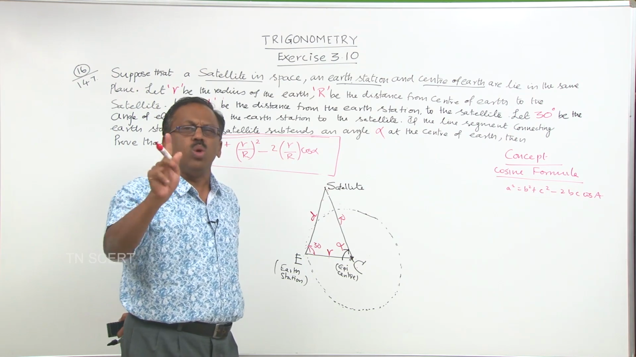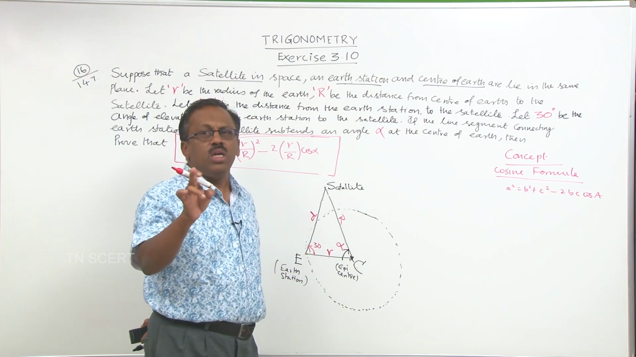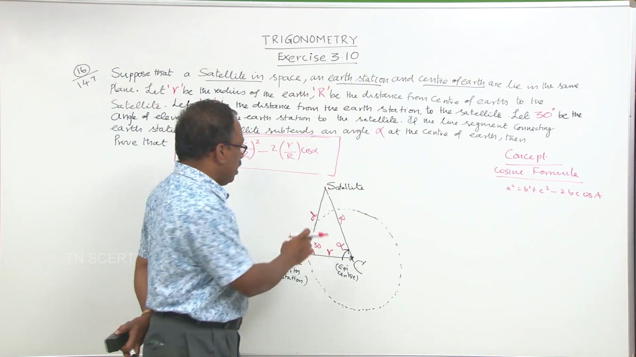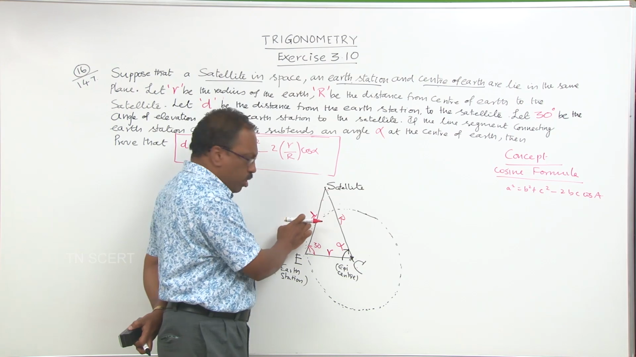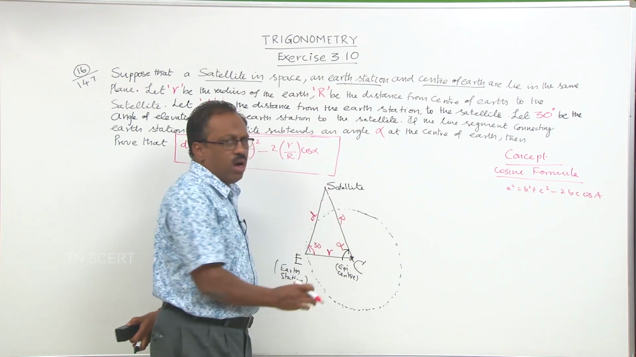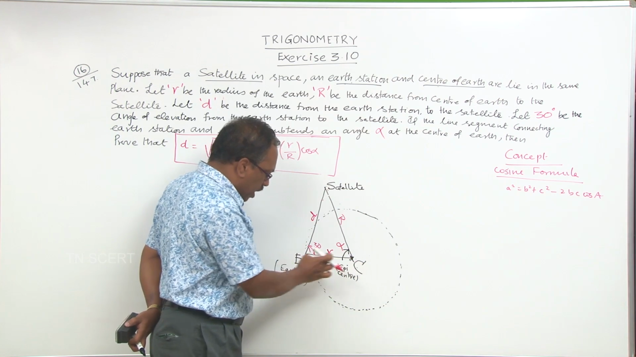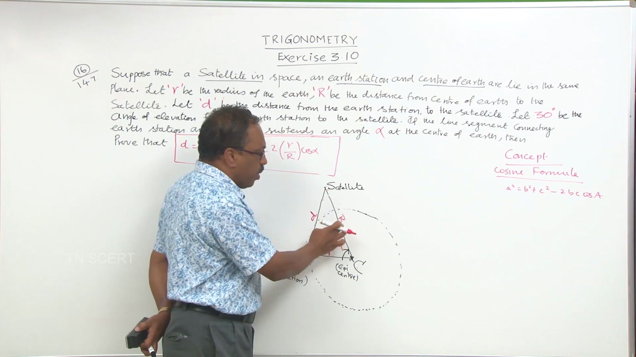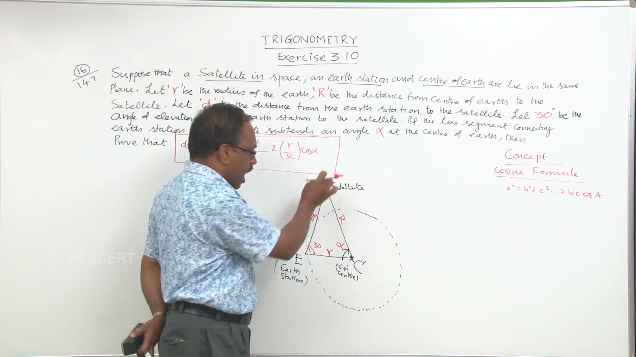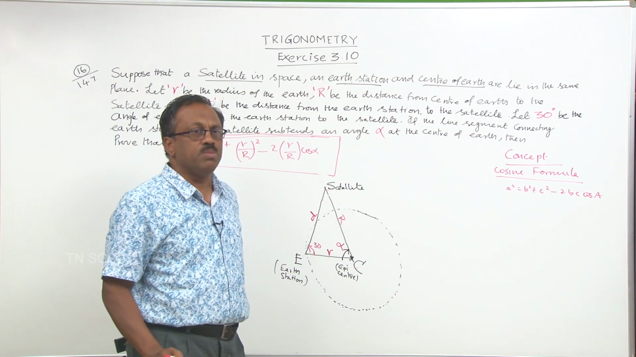Here, what are the two known sides? The small r and capital R are known. The unknown one is what? Small d. The unknown one is small d. The known ones are small r and capital R. What is small r? It is the distance between the epicenter and the earth station, and capital R is the distance between the satellite and the center of the earth, which is nothing but the epicenter.